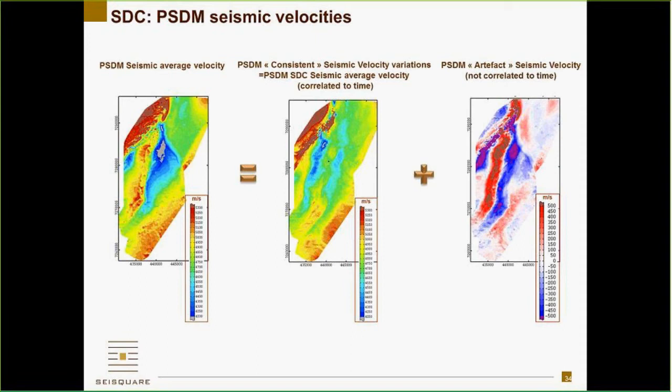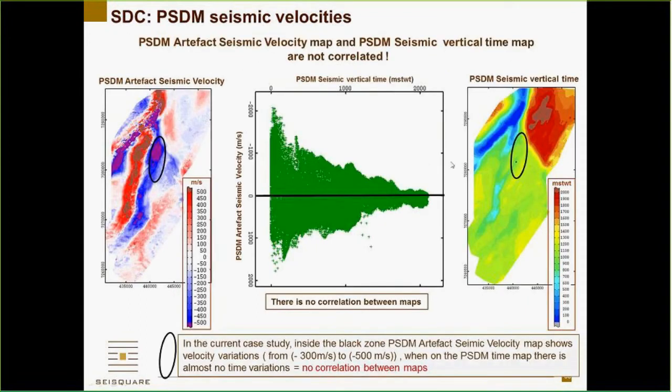Here we can clearly see what Mikhail Kali was doing in Udomorp Trail. He split PSDM seismic average velocity into PSDM consistent seismic velocity variations and into PSDM artifact seismic velocity. We have the proof that PSDM artifact seismic velocity is not correlated to PSDM seismic.